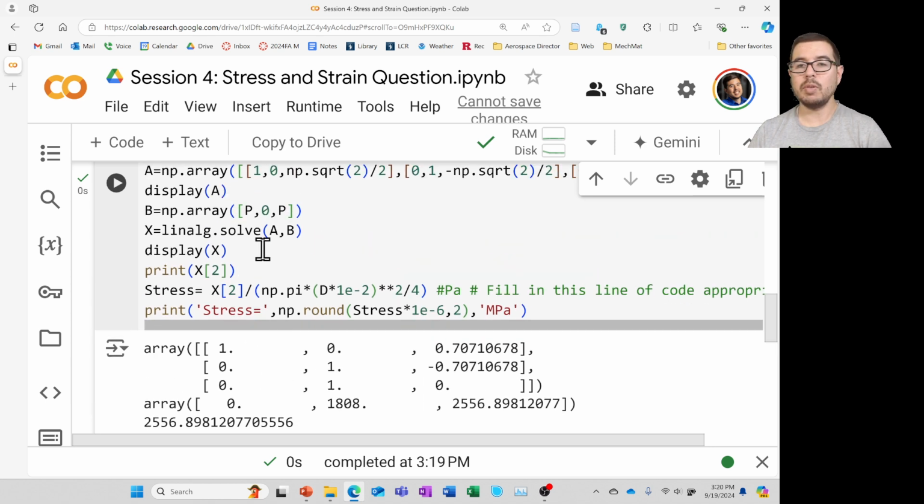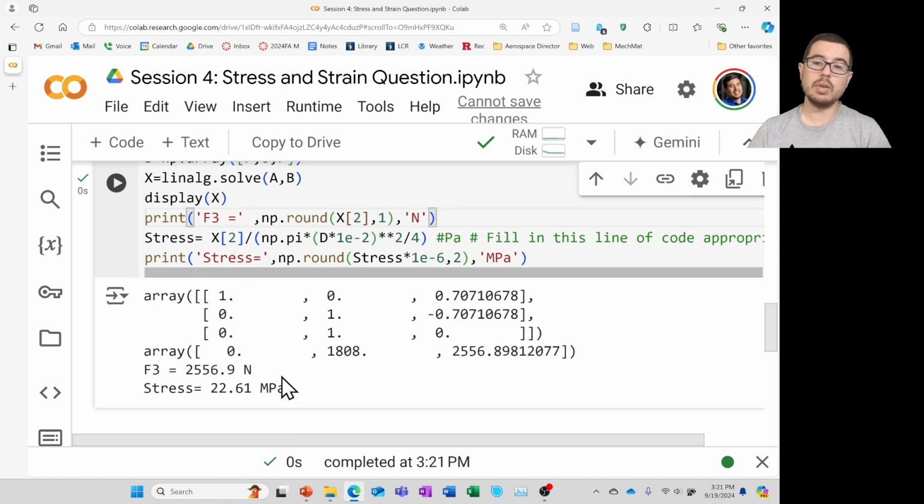Maybe if I wanted to be more careful, I would say, okay, print x2, and I can say F3 is equal to this np.round, and I can put it to the first decimal place like this. And I can even put it in newtons, just like that. And so now it's a little more clear that this is F3. That's one of the beauties of using the print, so that you know what you're spitting out and you can keep checking units. Then we've got the stress calculation, and then this was converted to megapascals, so multiplied by 1 over a million, so 1e to the minus 6, and giving it to 2 decimal places.